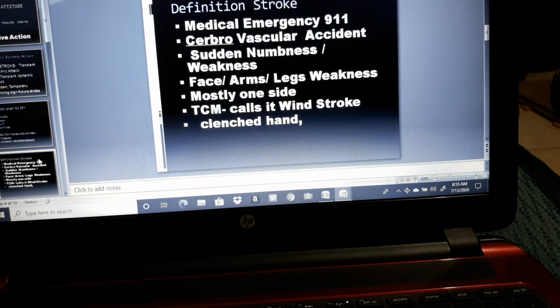Again, for test purposes and other things you may have to do to remind yourself about a stroke, it is a medical emergency. It's a cerebrovascular accident. Sudden numbness, weakness, and face, arm, and leg weakness are involved. It's typically on one side of the body. For traditional Chinese medicine students, this is called a wind stroke and is typically referred to with a clutched hand or fist.